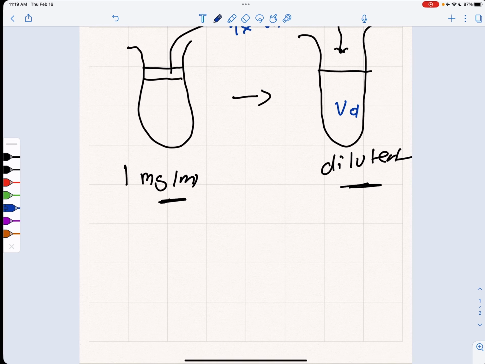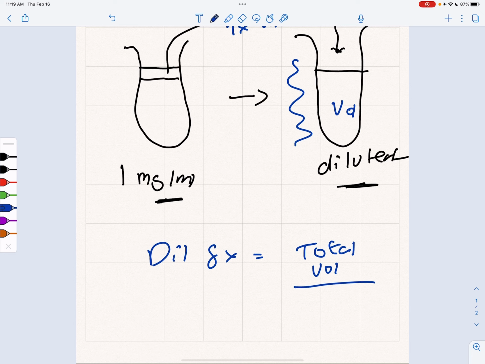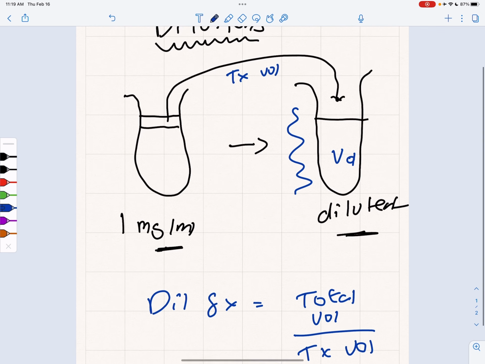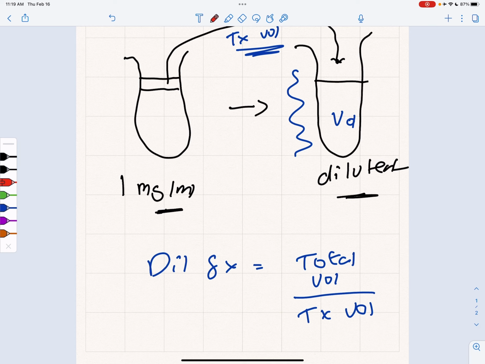The dilution factor is total volume of the second tube divided by the transferred volume, which is this one here. Now, what's really important to remember is the total volume is comprised of two things. It's the dilutant volume plus the transferred volume, and I'll show you that in a moment.